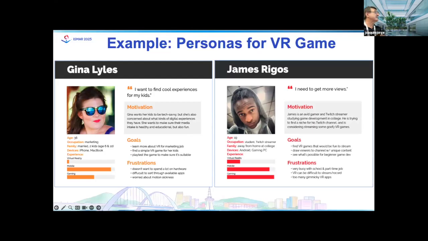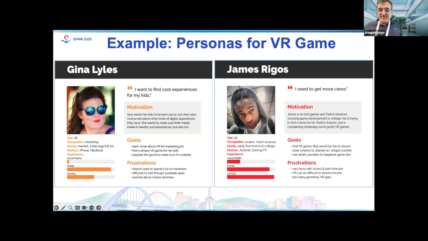And here we have an example of personas for a given VR game. So you can say Gina Lyles, a hypothetical person. And now, of course, these are not real people. We used ChatGPT to generate these people so that they don't correspond to any known person. Otherwise, we would need to blur their faces, you know how it goes.